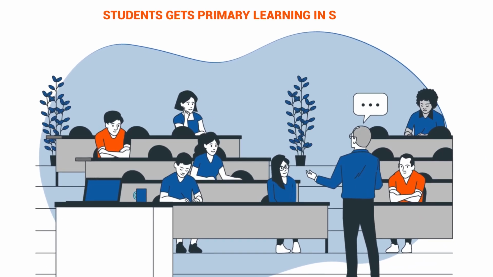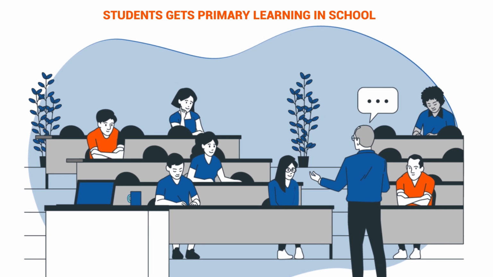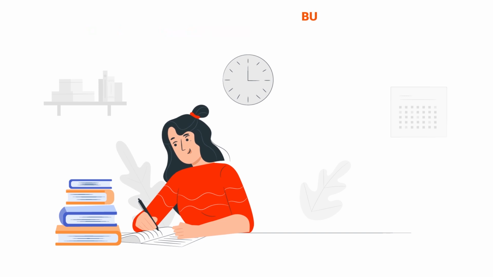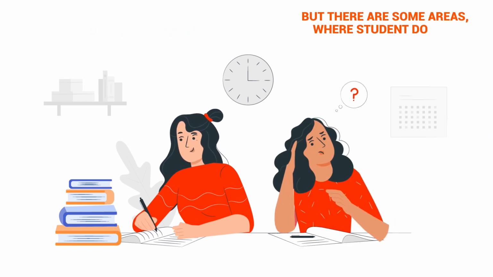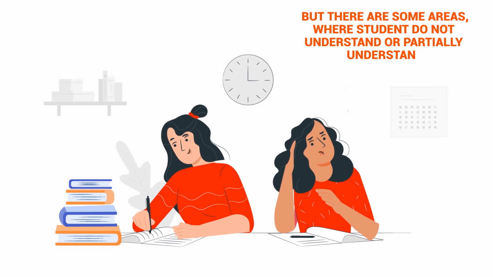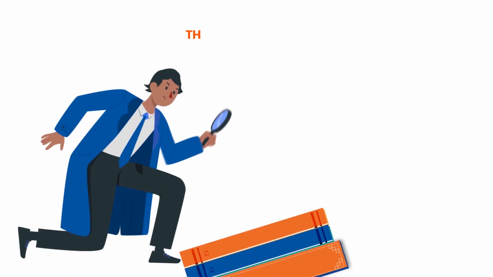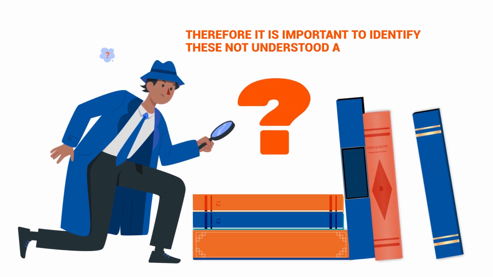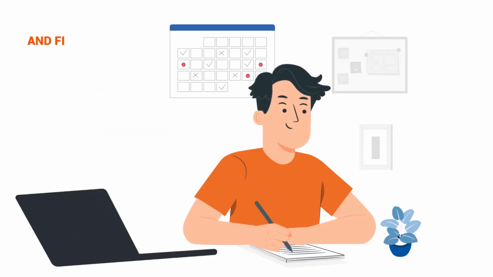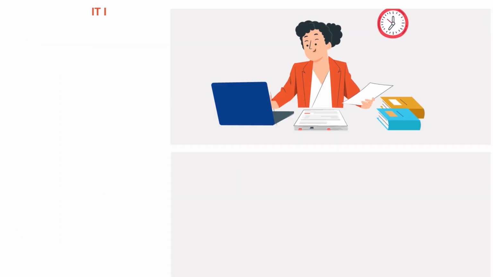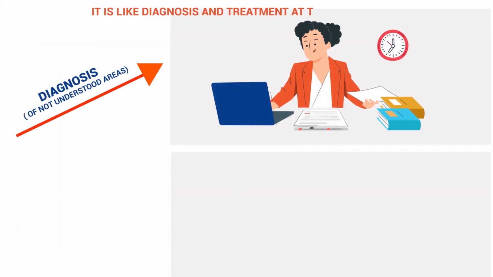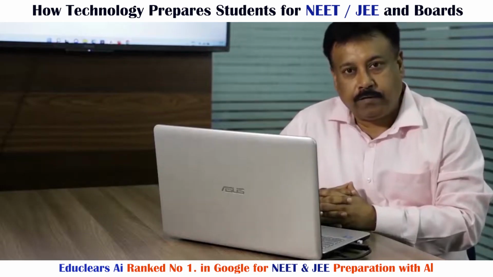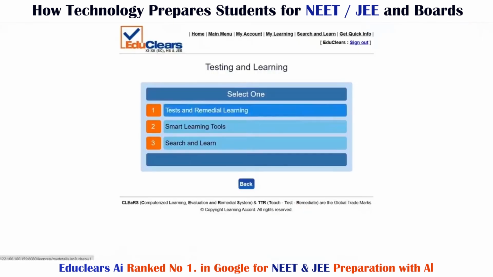Students get primary learning in school. They learn lots of things, but there are some areas where students do not understand or partially understand. Therefore, it is important to identify these not understood areas and fill them up. It is like diagnosis and treatment at the same time. Let's see how Educlears does it.